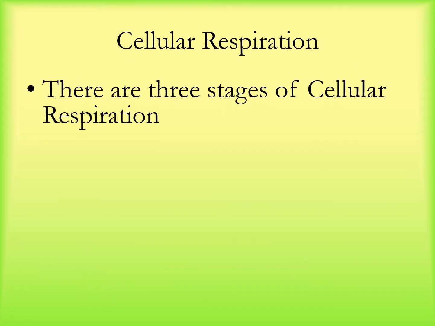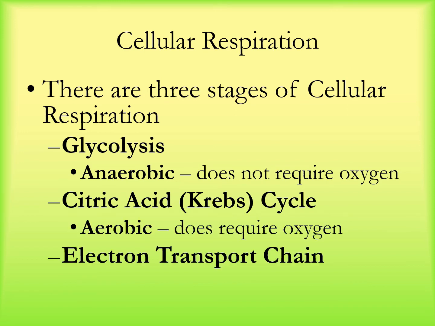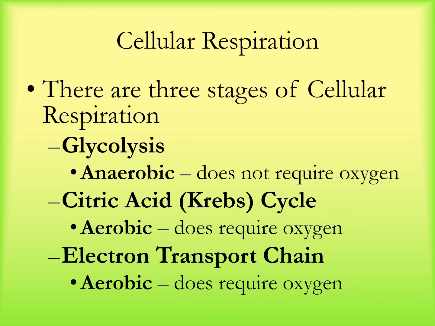Cellular respiration has 3 stages. We have the glycolysis, the citric acid cycle or the so-called Krebs cycle, and we have the electron transport chain. Glycolysis performs anaerobic respiration.